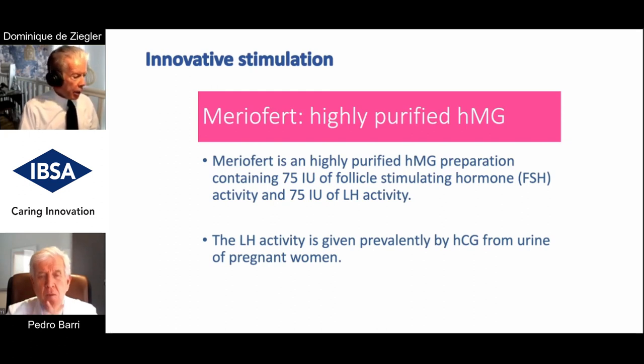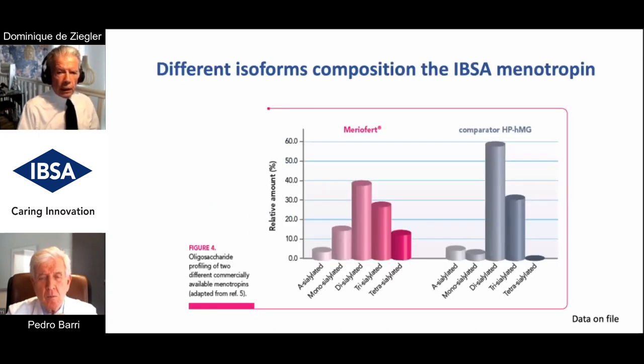And now I'm going to share with you also the issue of FSH contained in this preparation. The Meilleur-Fort has an FSH that contains all varieties of isoforms, whereas the other hMG is not as rich in the acylated FSH preparation and not as broad, I would say, as the one of Meriofert.